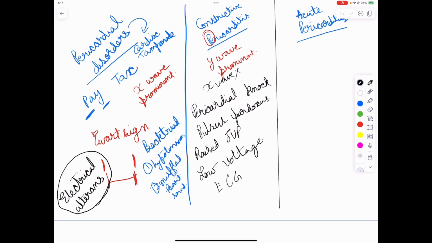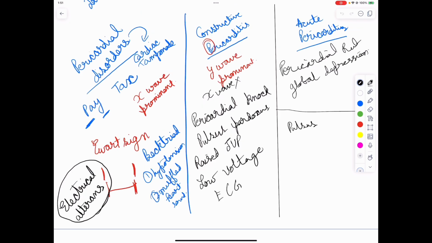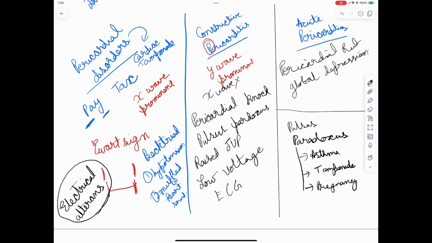Now in acute pericarditis, what we will have? Pericardial rub, global ST depression in ECG. Now what is pulsus paradoxus? Pulsus paradoxus is when during inspiration there is usually a fall in the blood pressure of less than 10 mm of mercury, but in certain circumstances it is greater. Pulsus paradoxus is associated with asthma, tamponade, pregnancy, and all other such kinds of diseases.